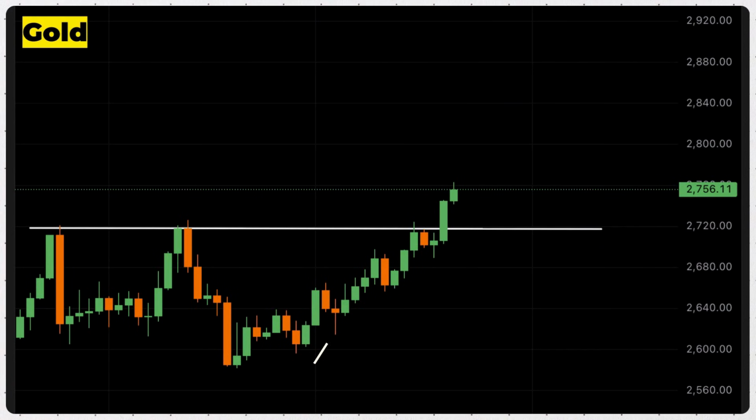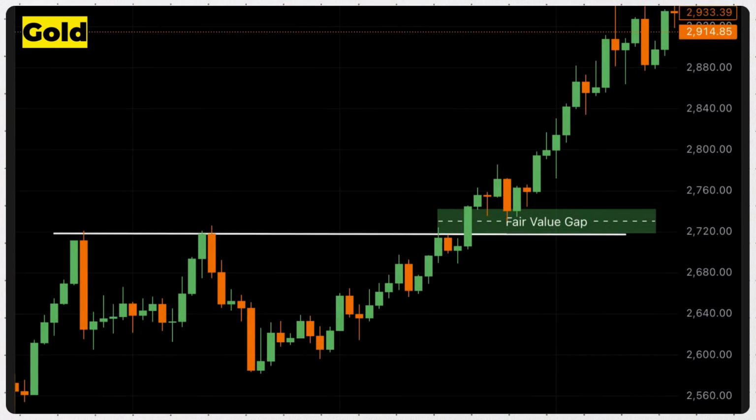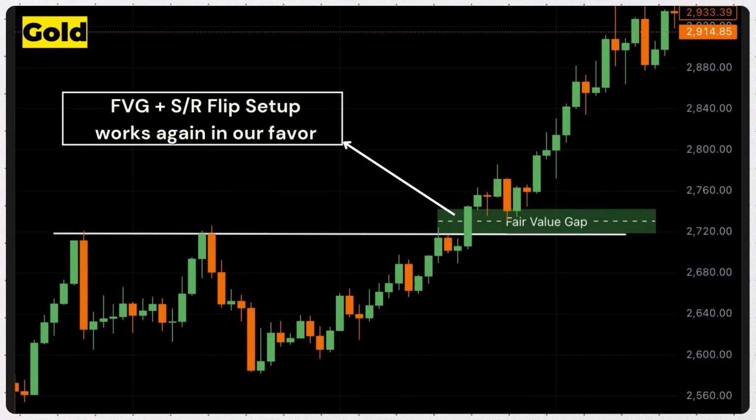As you see, price breaks above a key resistance level. After the breakout, price pushes higher and creates a fair value gap. When price later pulls back, it returns to the area where resistance has flipped into support, which also overlaps with the fair value gap. When price reacts from the zone, it shows that buyers are defending not just the fair value gap, but also the former resistance level.